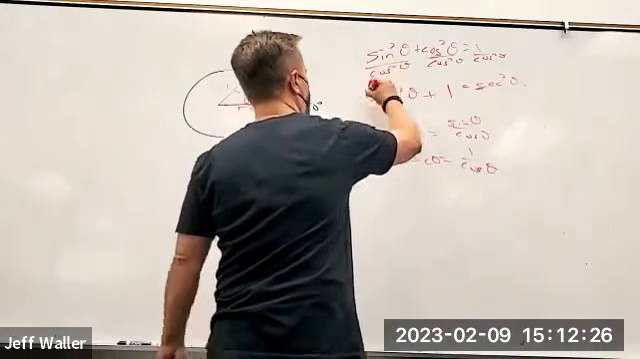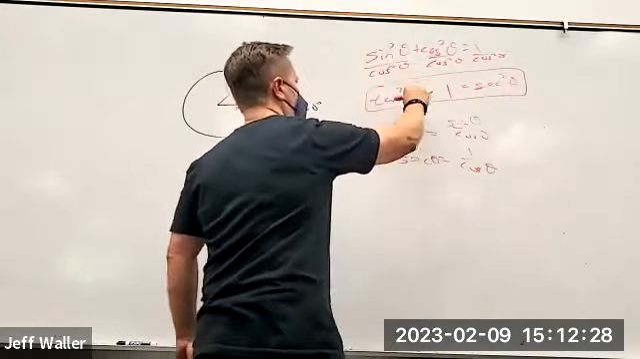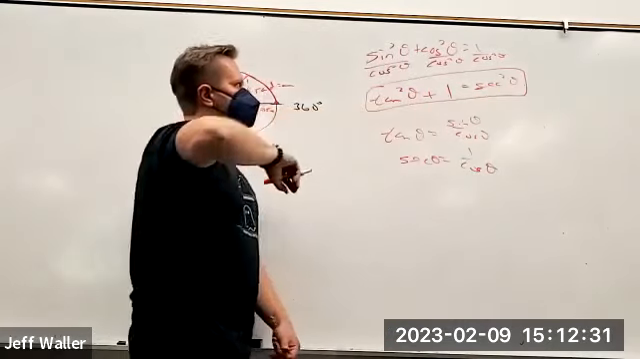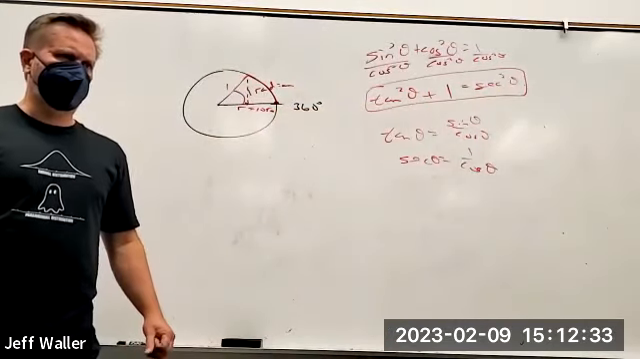So this is the basic way to see a relationship between tangent and secant. It's just by that Pythagorean identity. I like that.